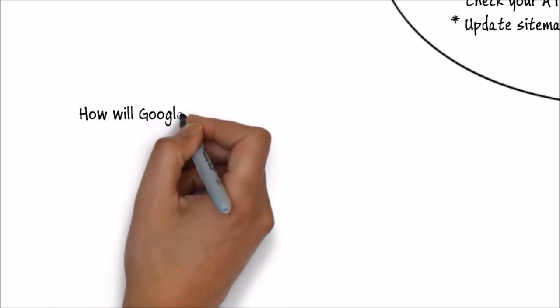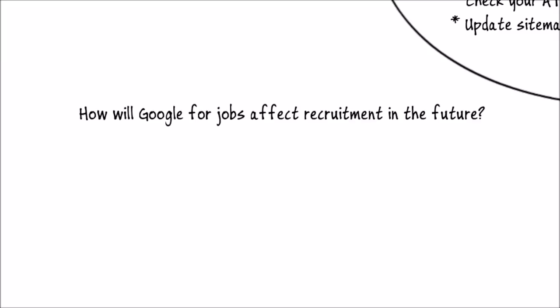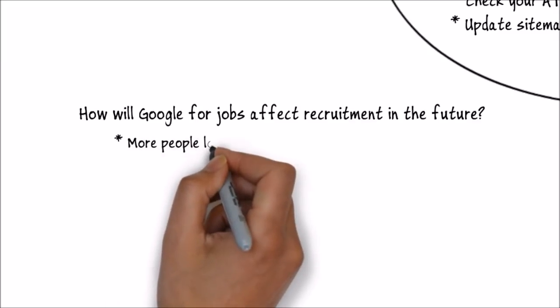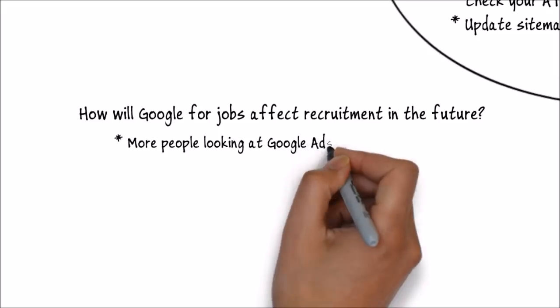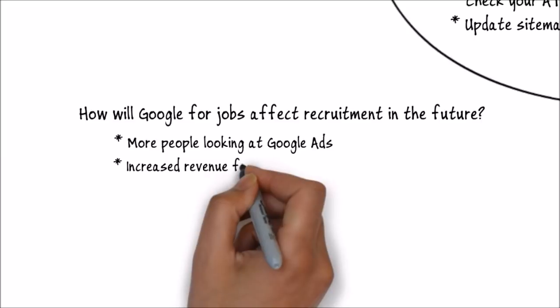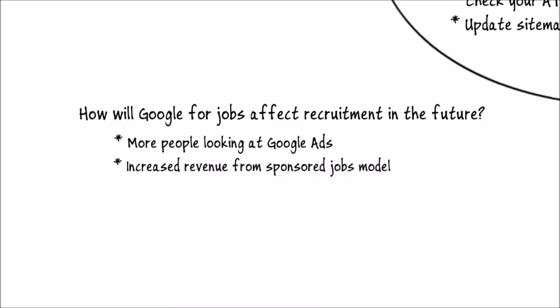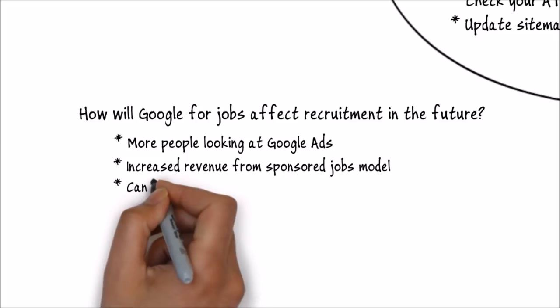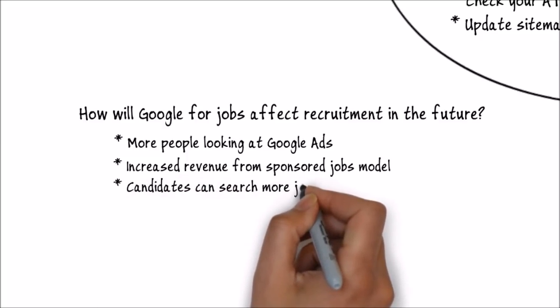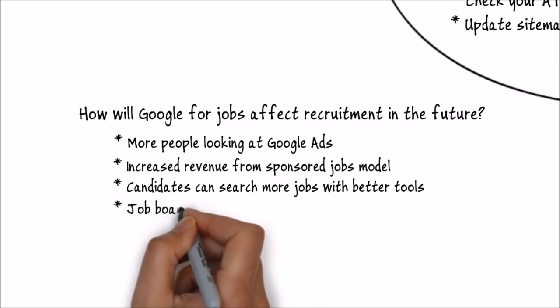We'll finish with a question, which is, how will Google for Jobs affect recruitment in the future? Well, certainly Google will get more people looking at their pages and therefore their ads. Plus for Google. Once established as mainstream, Google for Jobs may introduce a sponsored jobs model, in the same way Google Search does with Google AdWords. Candidates will have the ability to use the world's best search engine to find jobs in potentially the world's largest job vacancy pool. Good for them.